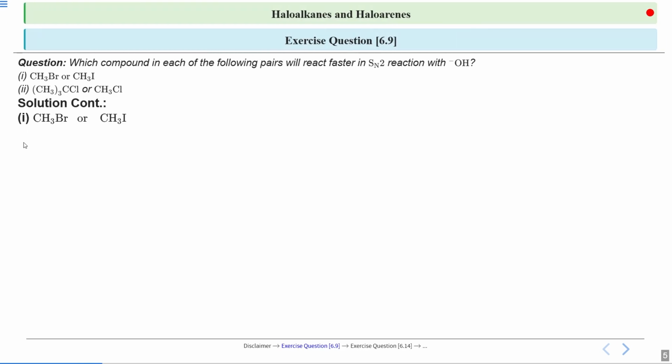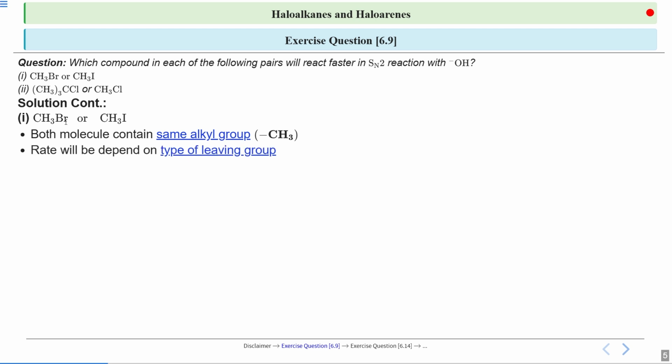Let's see the first part of this question. The pair CH3Br or CH3I, iodomethyl or bromomethyl. Here you can see that both molecules contain the same alkyl group, which is the methyl group, and the leaving groups are different. So the rate will depend upon the type of leaving group. We have iodine and bromine as leaving groups. Iodine is the better leaving group if you compare it with bromine.